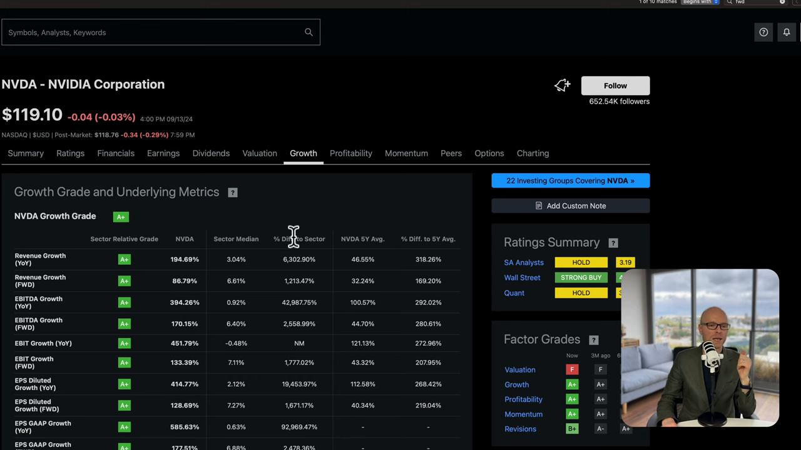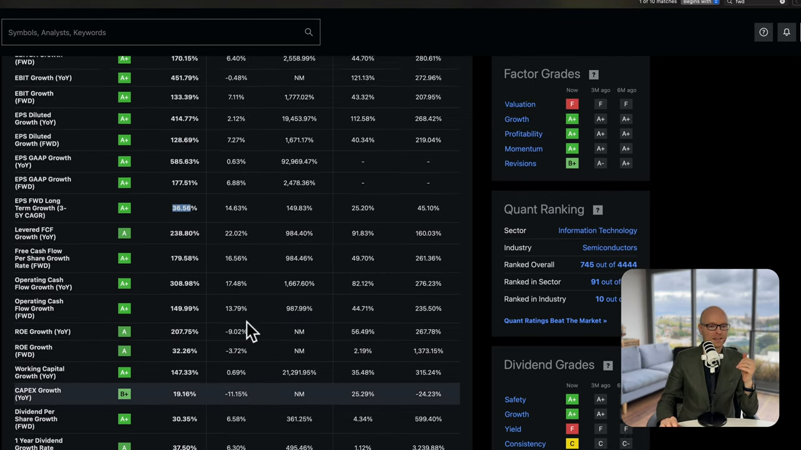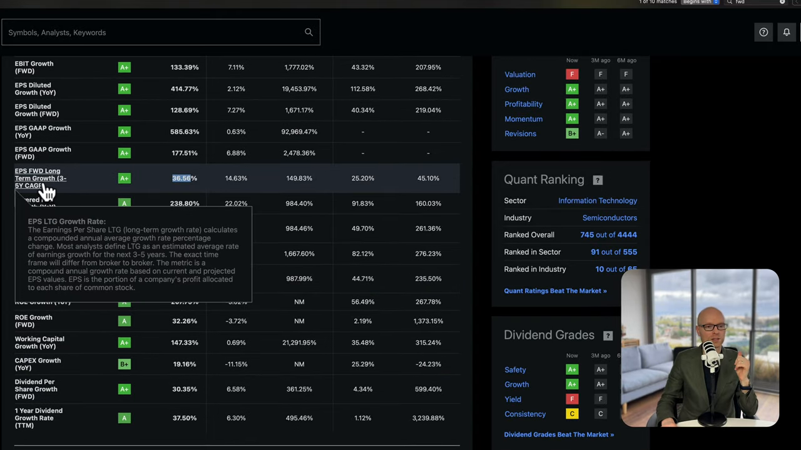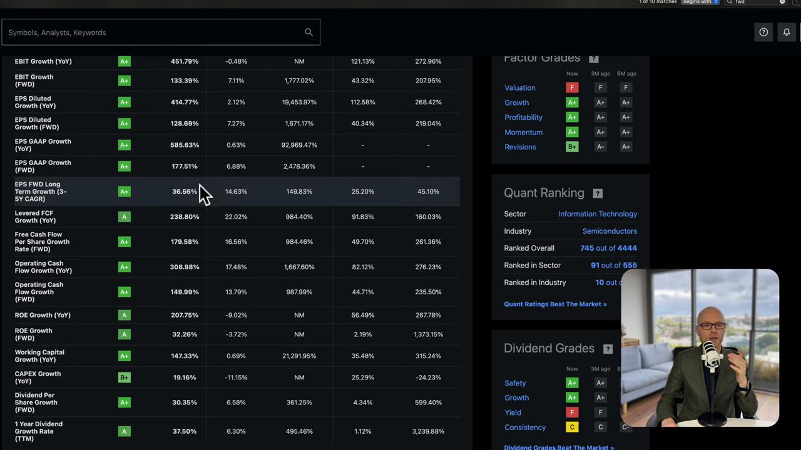Now, growth metrics page gets more interesting because you as an investor should think about the future, and Nvidia's future is very bright at the moment. I would pay particular attention to EPS forward long-term growth rate, 3 to 5 years, and it says that Nvidia should grow over the next 3 to 5 years on average about 36%, which is a lot better than the industry average 15%. We will use this number to work out our fair value of the company.